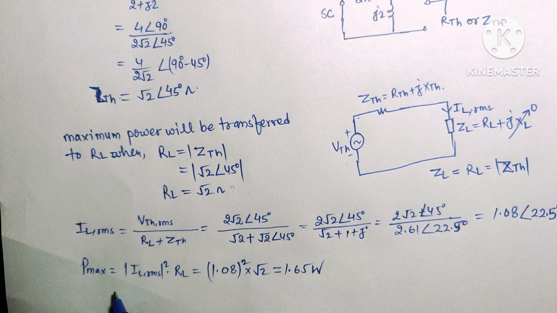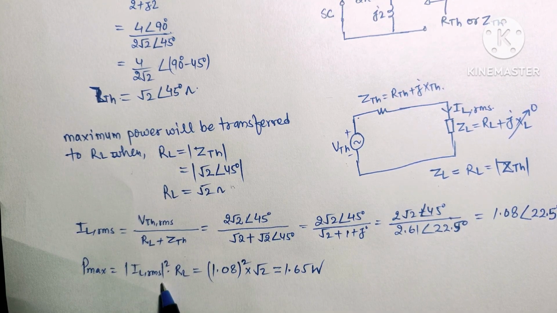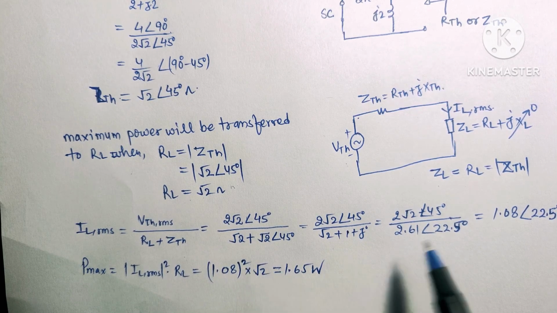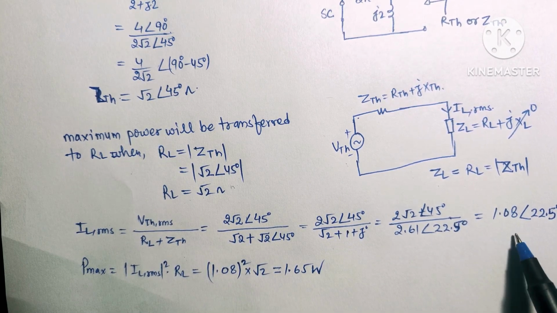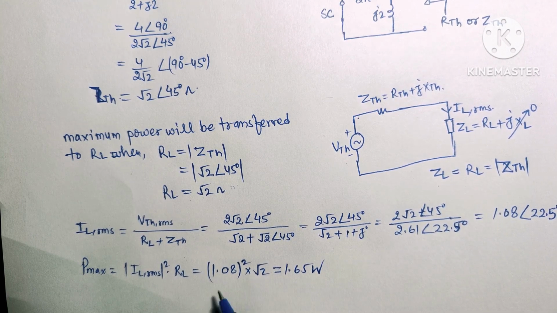In the maximum power theorem we have seen that the maximum power formula can be written as IL square into RL if the RMS value is given. As we have calculated the RMS value here as 1.08, it will be mod of IL RMS square, equal to 1.08 square. Since only the amplitude part of this current IL is 1.08, we put 1.08 here and square it into the RL value, under root 2. So the maximum power transferred to this load will be equal to 1.65 watt.